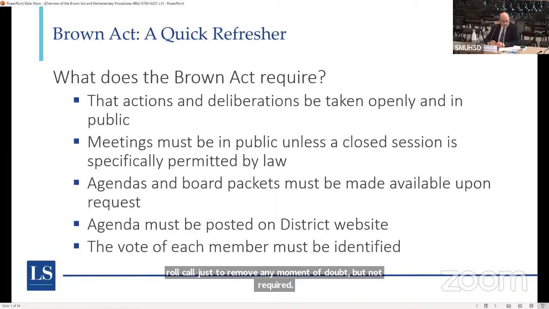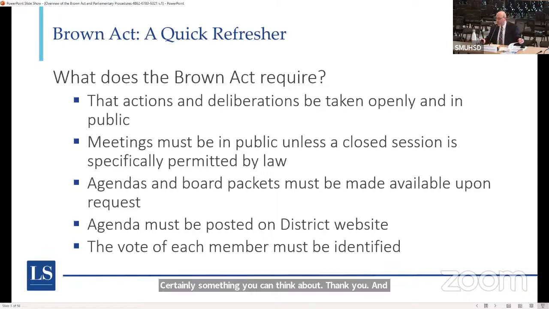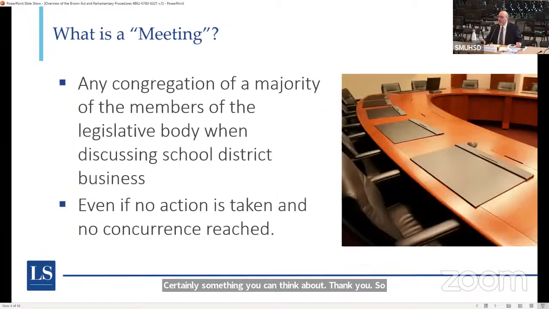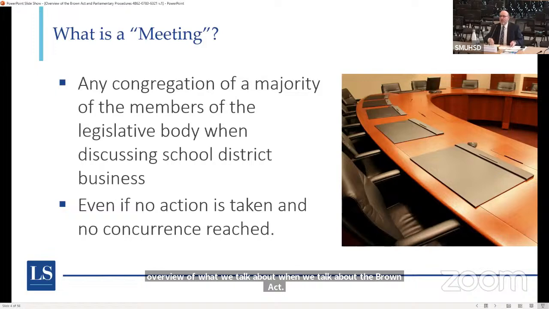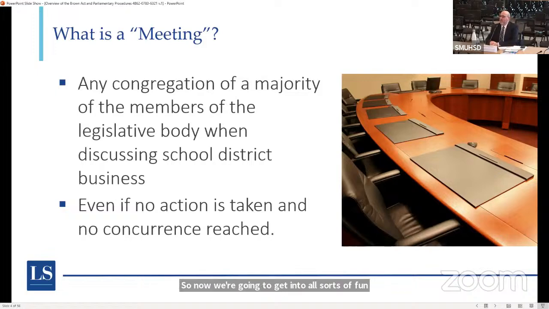Thank you. So that's just the world's briefest overview of what we talk about when we talk about the Brown Act. So now we're going to get into all sorts of fun details. So what is a meeting under the Brown Act? You have to agendize all of your meetings and hold them in public.